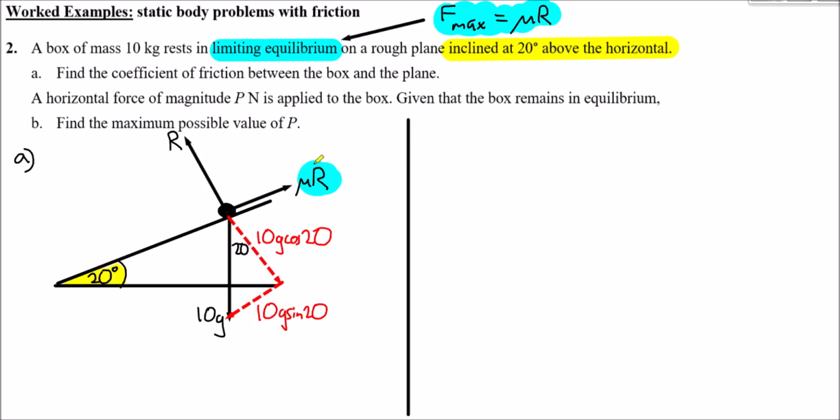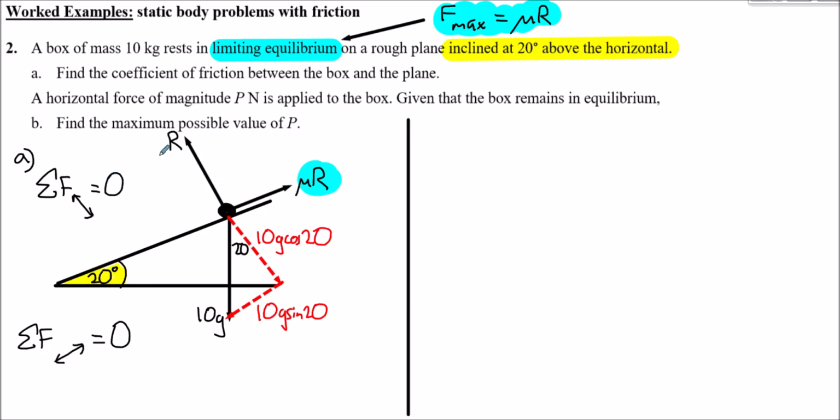So we're done with the labelling really for part A. All we need to do about here is to think about finding the coefficient of friction between the box and the plane. So if we just think about forces going parallel to the slope, it's in a limiting equilibrium, so these forces in this direction will be equal to 0. And as well as that, the forces going perpendicular to the plane will also sum to 0.